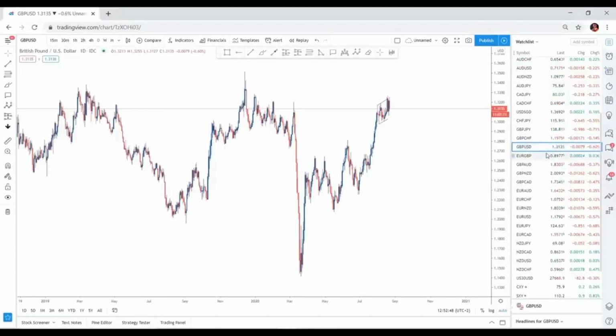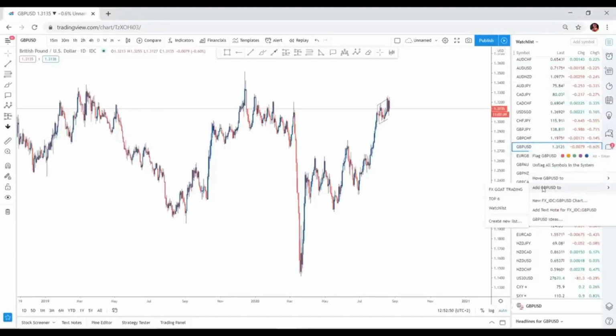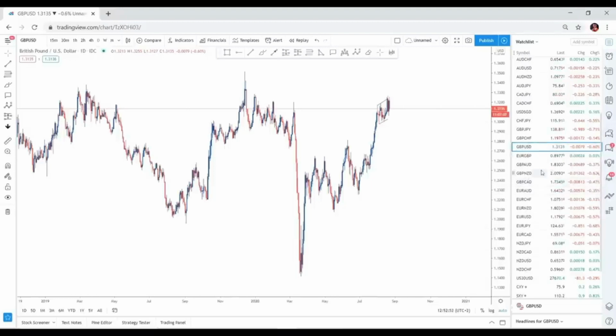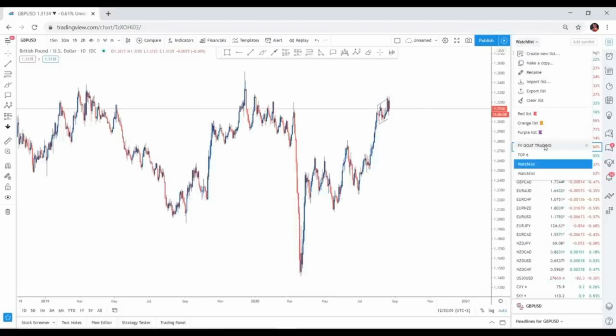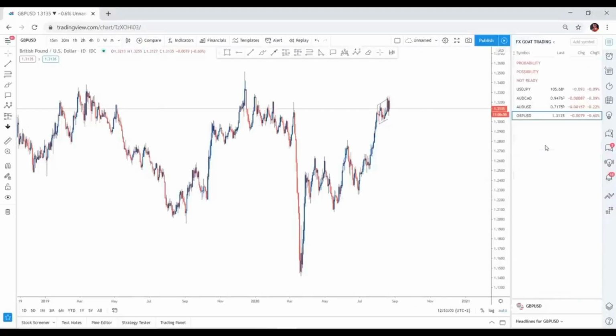You can see, just right click right there, and then add GBPUSD to Forex trading. And then everything is set now. After you have chosen all the pairs you wish to look for, you're just gonna go on watch list, click on watch list again, and choose the playlist you created for yourself. As you can see, once you click on playlist, automatically those pairs are added here.